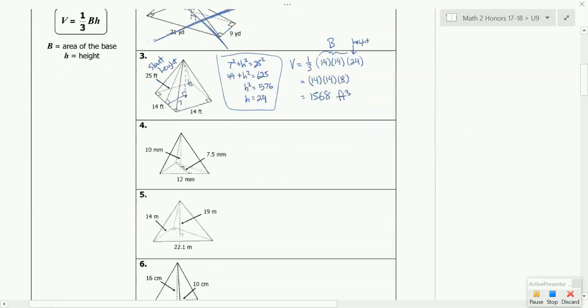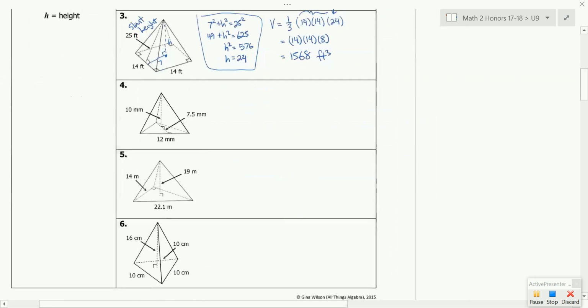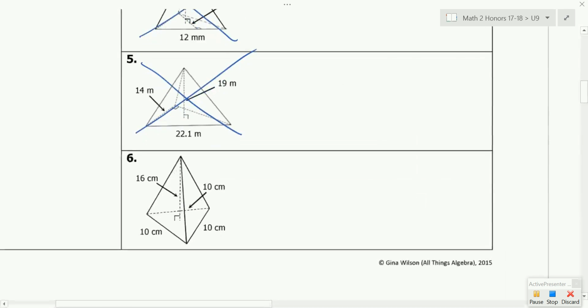Okay, let's try again on number 6. We're going to skip 4 and 5. Same deal. Get the exact answer and then get the approximate answer. 16 is the height. Yes, they give you that.